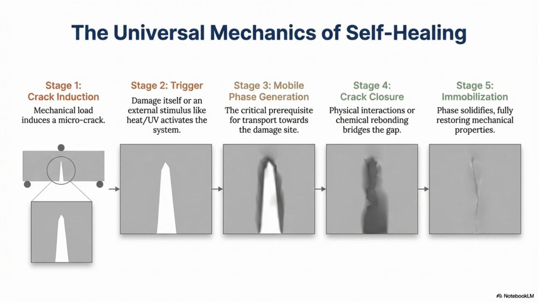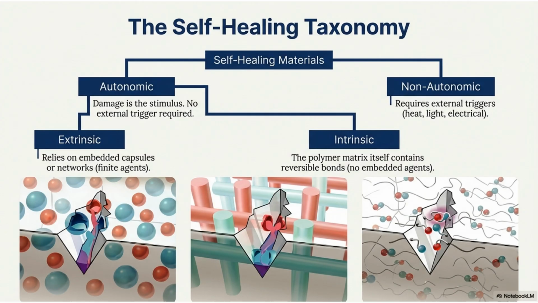First, crack induction, where mechanical load causes a microcrack. Second, a trigger, like the damage itself or heat, activates the system. Third, mobile phase generation transports material to the damage site. Fourth, crack closure involves physical or chemical bonding across the gap. Finally, immobilization occurs as the phase solidifies, restoring mechanical properties. These steps define how materials autonomously fix themselves.